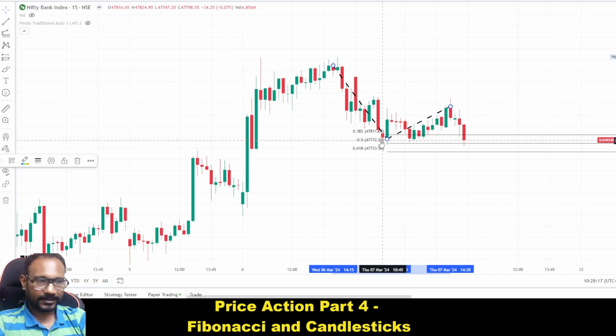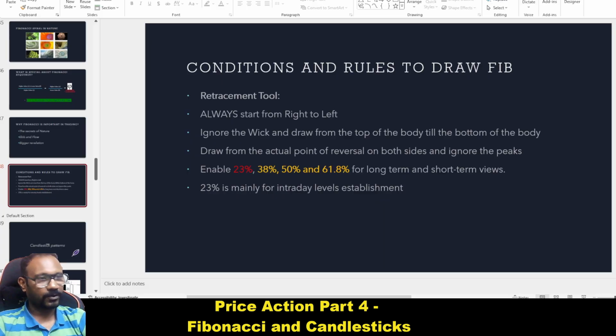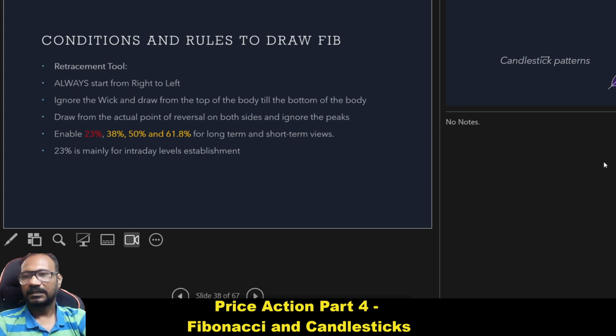Of course, candlesticks is so vast, I cannot go on to cover all the candlestick patterns in this video. However, I'm going to do a specialized series for candlesticks that will be super comprehensive, like how I do for price action trading right now. I will do a complete series on candlesticks.